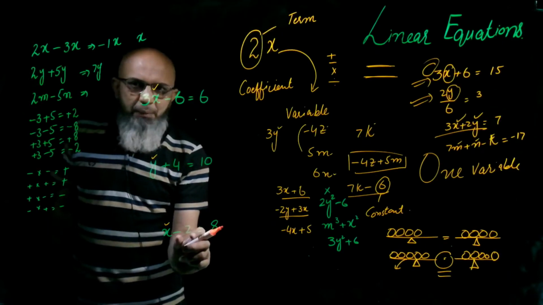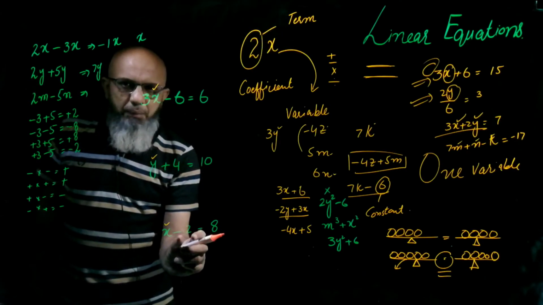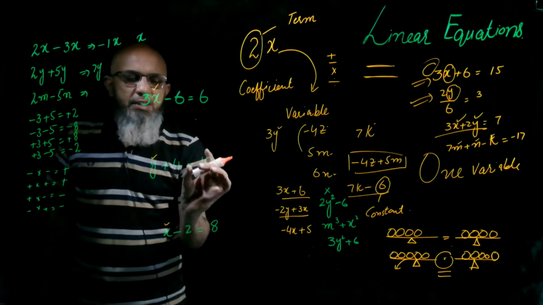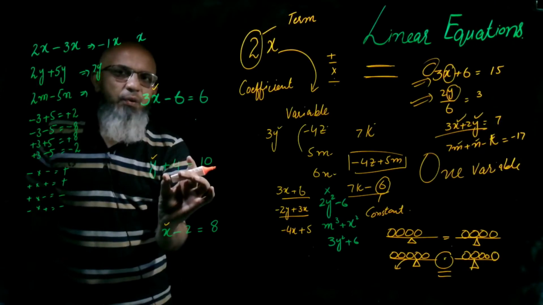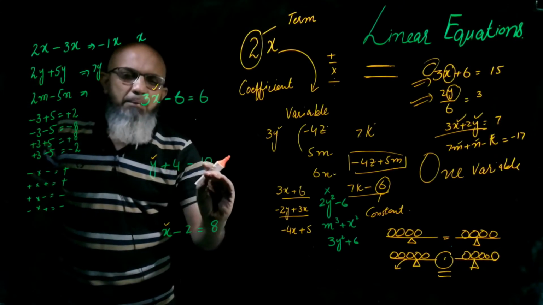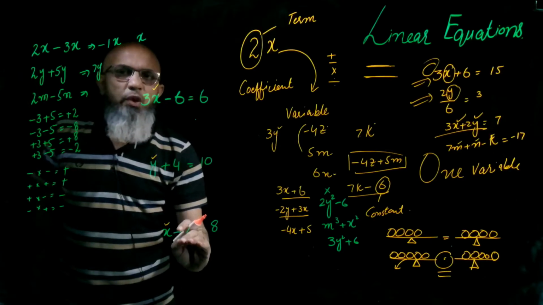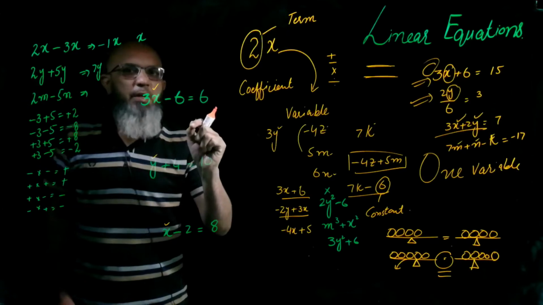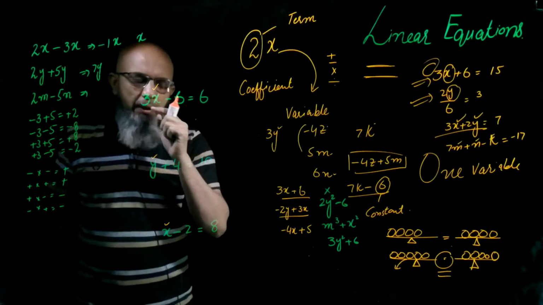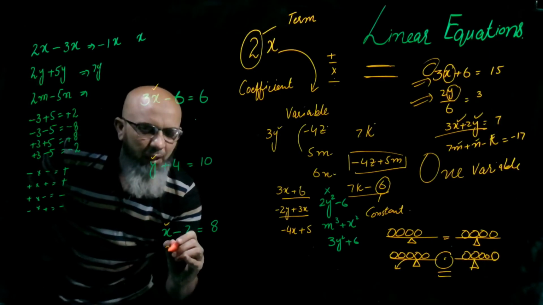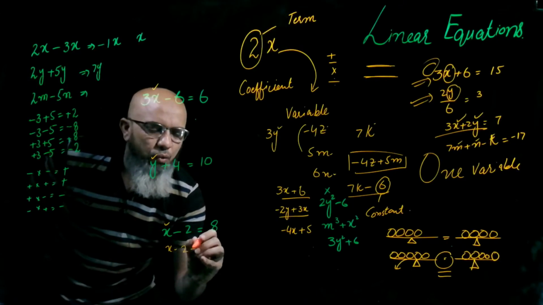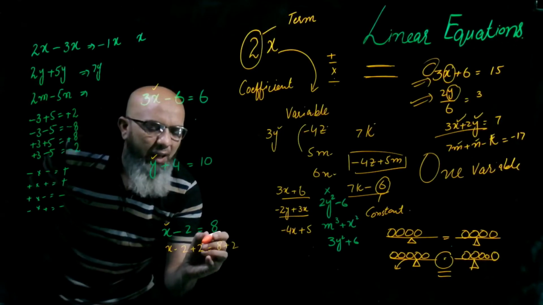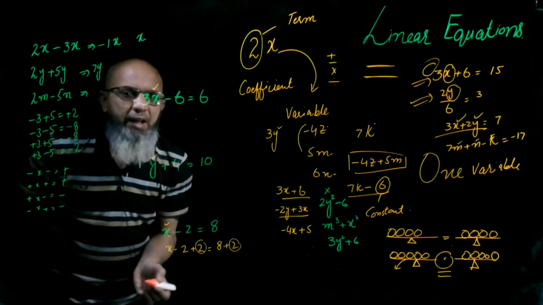Why? Because it is being subtracted. If any value is being subtracted and we want to remove it from one side, we add it with the opposite sign. Similarly, if we have plus 4 here, we will subtract 4 on both sides. Here we will add 2 on both sides. Why? Because we do every operation on both sides of the equation, right? So look here, x minus 2 plus 2 is equal to 8 plus 2.